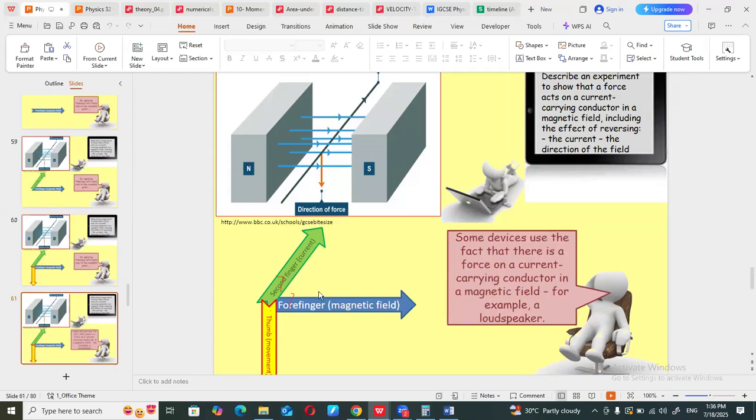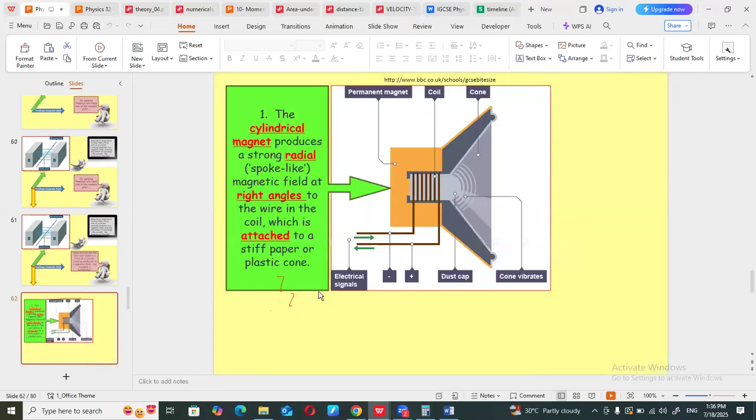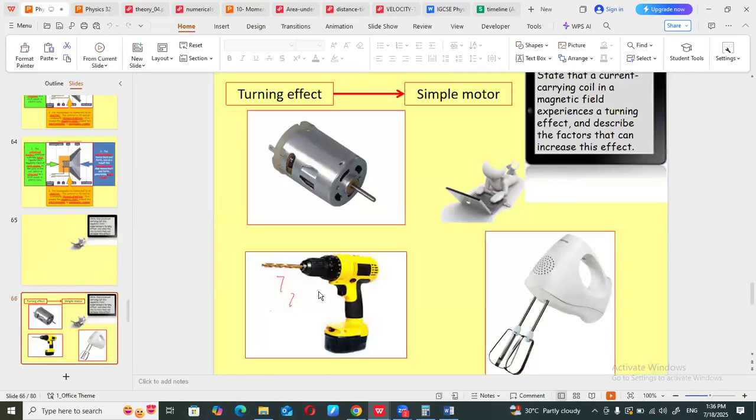Now, some devices use the fact that there is a force on a current carrying conductor in a magnetic field. Loudspeaker is not a part of our syllabus. This is our part, the simple motor. Now, what does a motor do? That's important. A motor converts electrical energy into mechanical energy. It is a device that converts electrical energy into mechanical energy. So that is what the motor does.